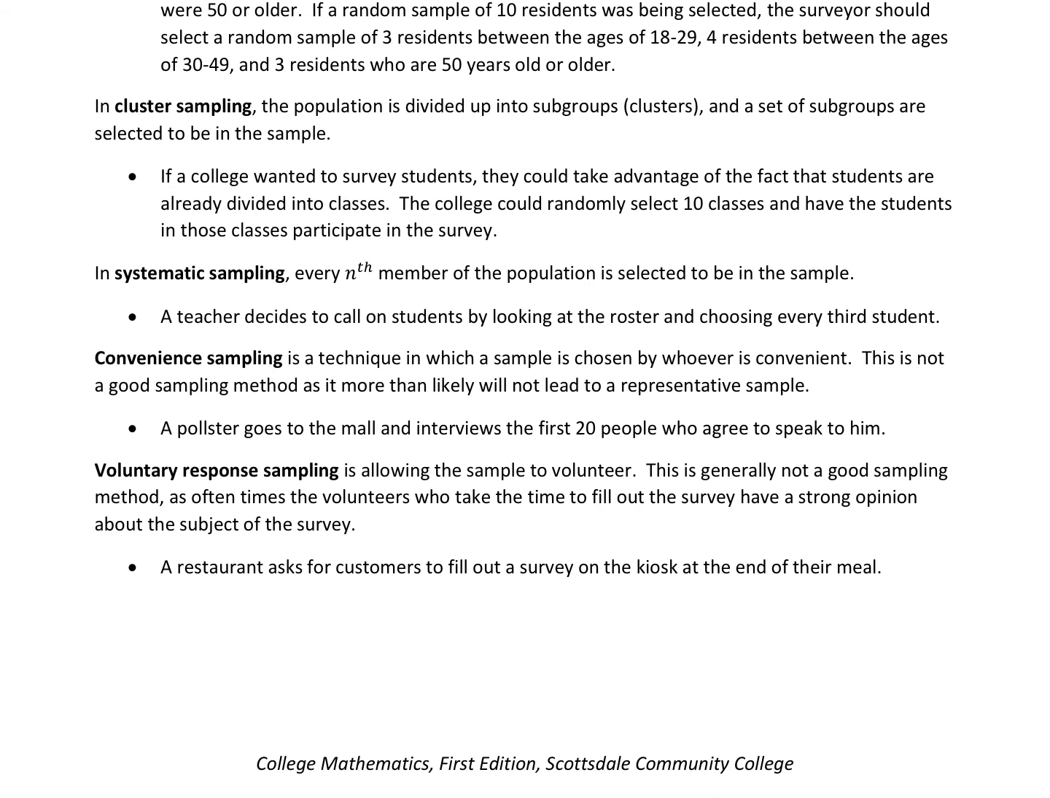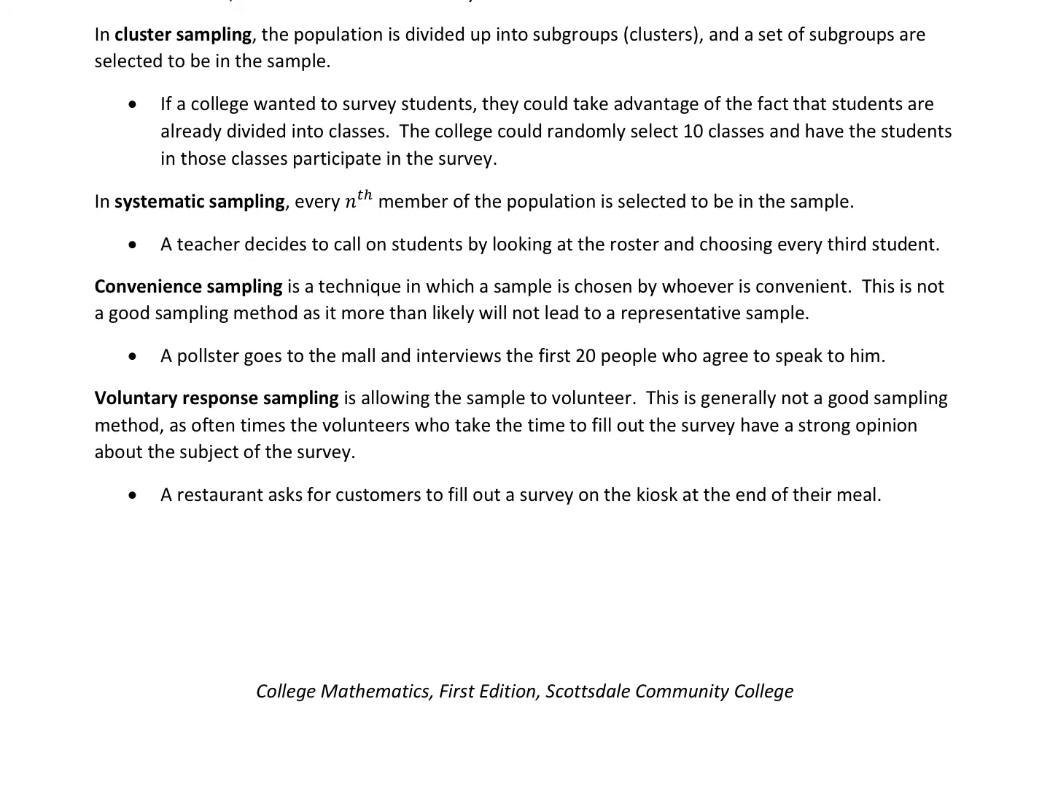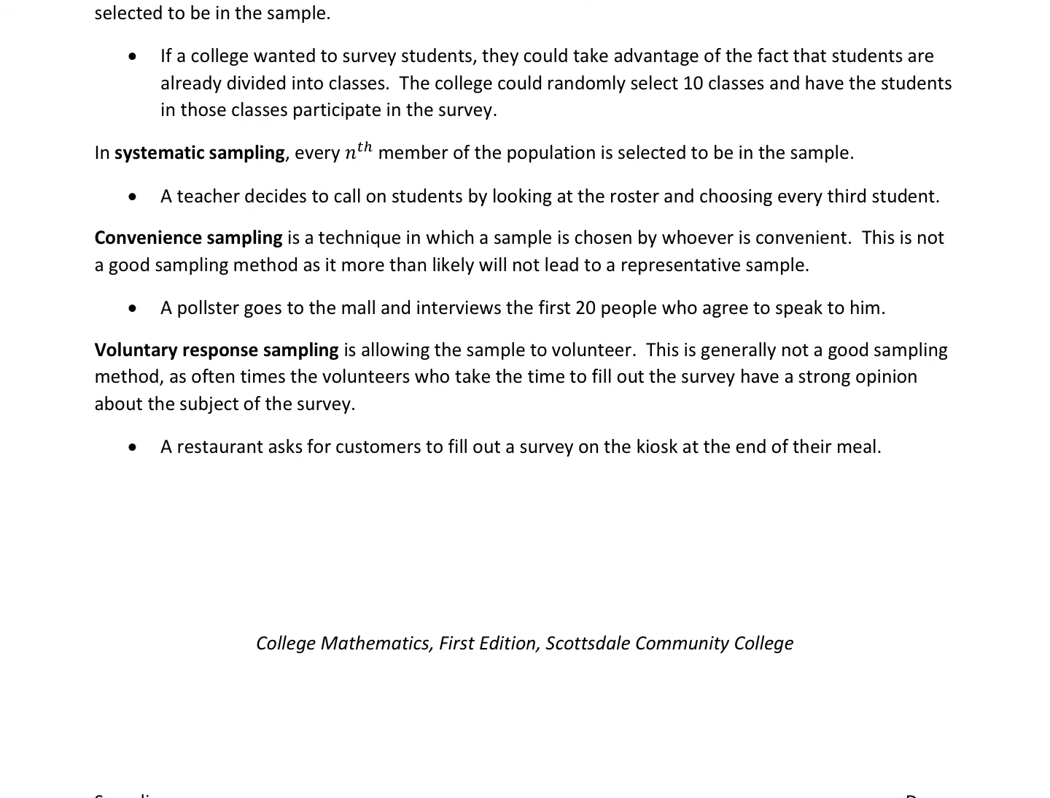In systematic sampling, every nth member of the population is selected to be in the sample. An example would be the teacher takes her roster and goes down the roster, and every third name is a person that she calls on.